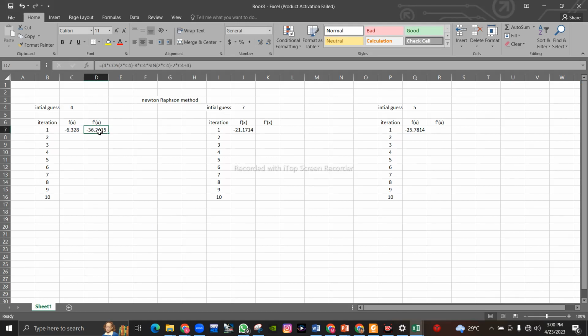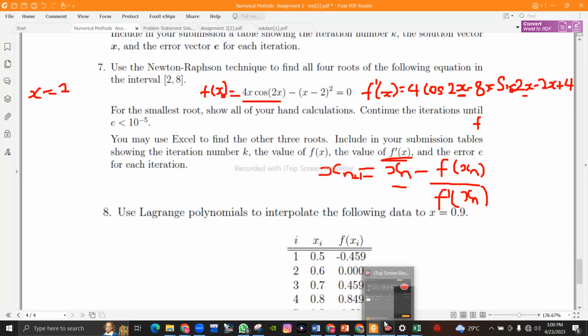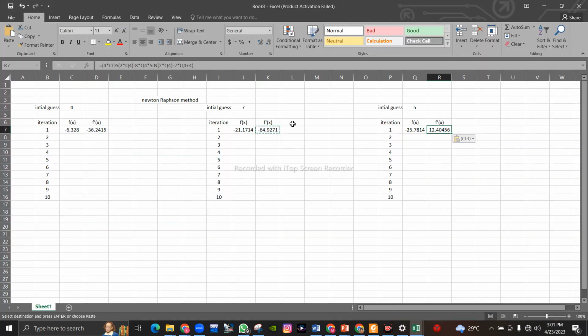So let's copy it in the other ones too. Control C, then Control V, Control C again, then Control V. So we have all of this. Then what do we need again? We need the iteration value. We need the next value, which is Xn plus 1, and it is Xn, the previous value, minus the division of f of x and f prime of x. So this value now is our new x, x underscore new.